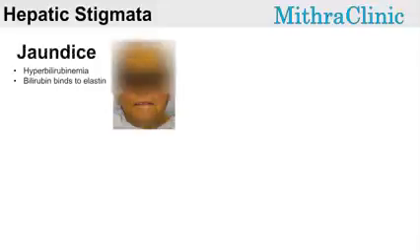Hey everyone, in this lesson we're going to talk about hepatic stigmata, or the signs and symptoms of liver disease. To begin, one of the most commonly known signs of liver disease is jaundice. Now, jaundice is due to hyperbilirubinemia.